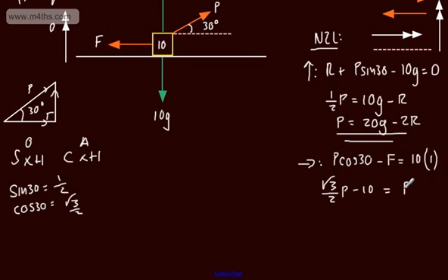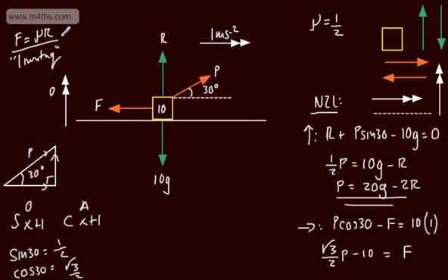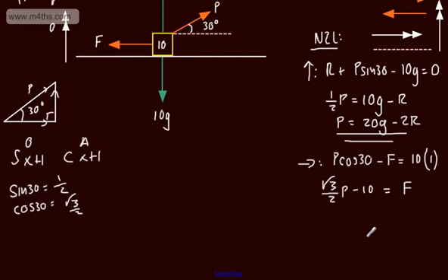Let's say this is the frictional force, okay? So what we've got then is now √3/2. This is the cosine of 30 degrees. Minus 10 is equal to the frictional force. Now, I've already said that frictional force is equal to mu r because it's limiting. We've got this acceleration. Therefore, it's max. So at this stage, what I could do is write √3/2 p minus 10 is equal to mu r.